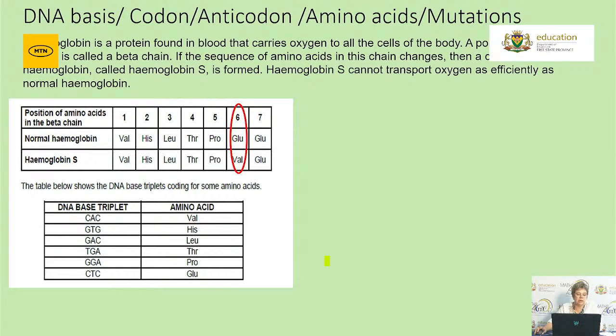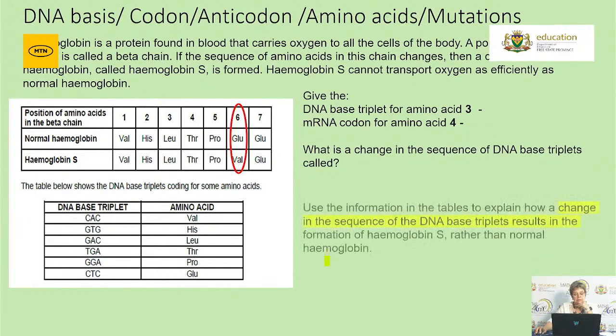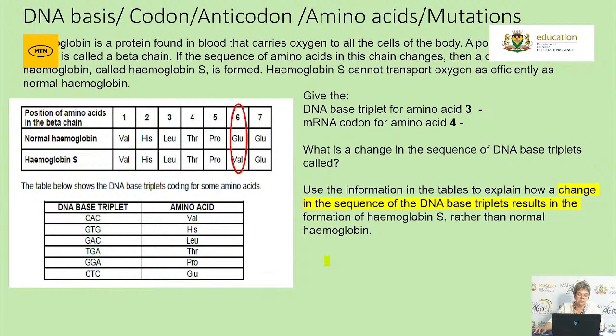And now usually they will ask, explain the mutation. What happens now? So first of all, you must indicate where the mutation did occur. So what is the change in the sequence of the DNA base triplet? So that is a mutation, and specifically a gene mutation. So you will indicate the position, position number 6, and then you will indicate that glutamine or GLU was replaced with VAL, and you explain how this mutation did take place.